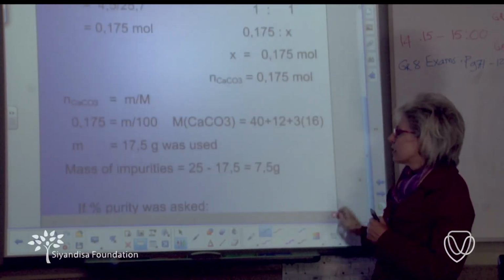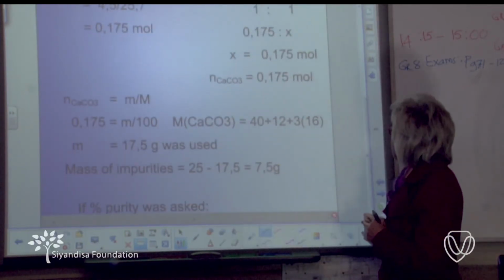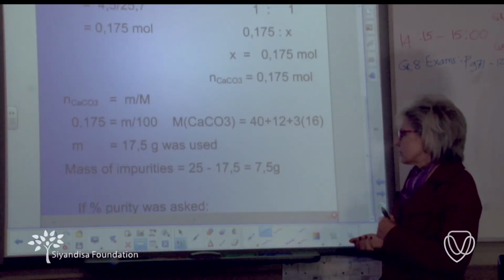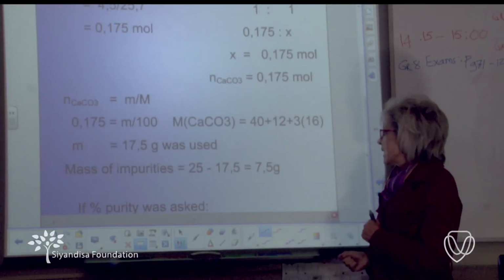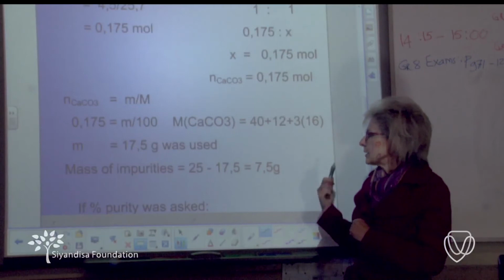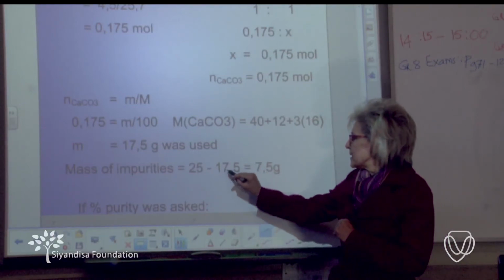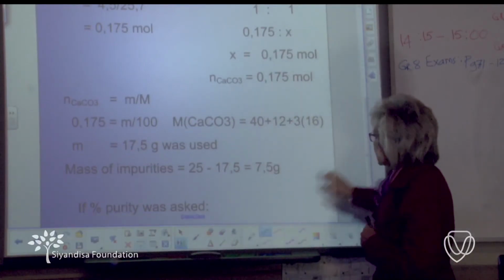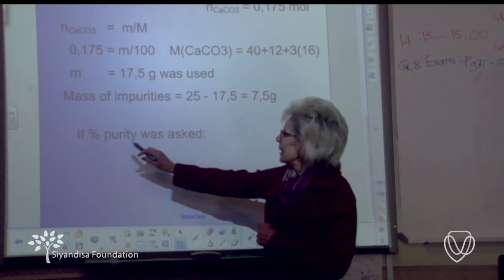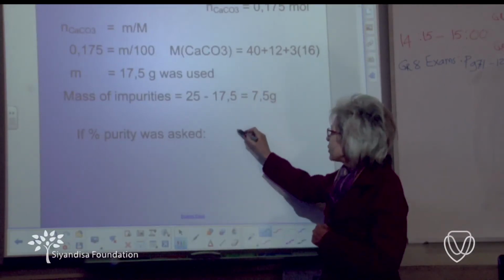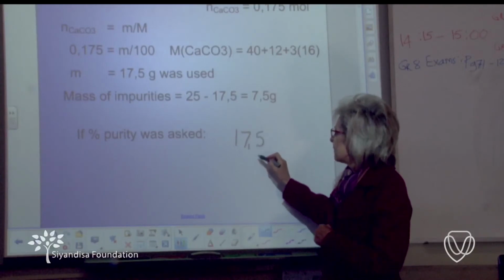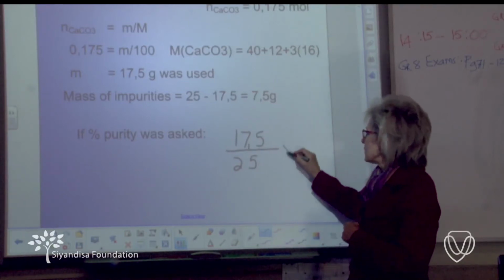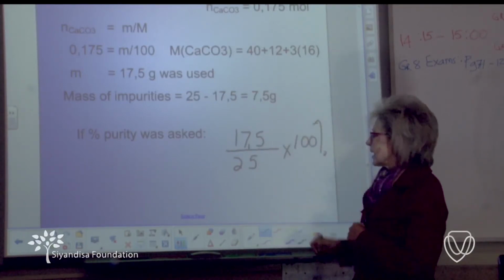But if they did ask for percentage of purity, then we needed to do another calculation. And that is a similar calculation to the one that we've just done. In other words, you would divide by the actual number, the 17.5 gram. Sorry, let me just take away the screen. So if we want to calculate percentage purity, the actual mass that did react was 17.5 gram. The real mass that we've been given was 25, and then to convert that into percentage, that is what you would do.